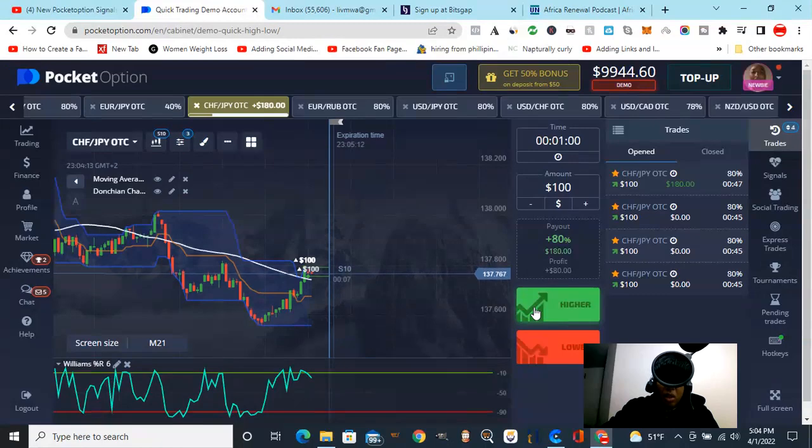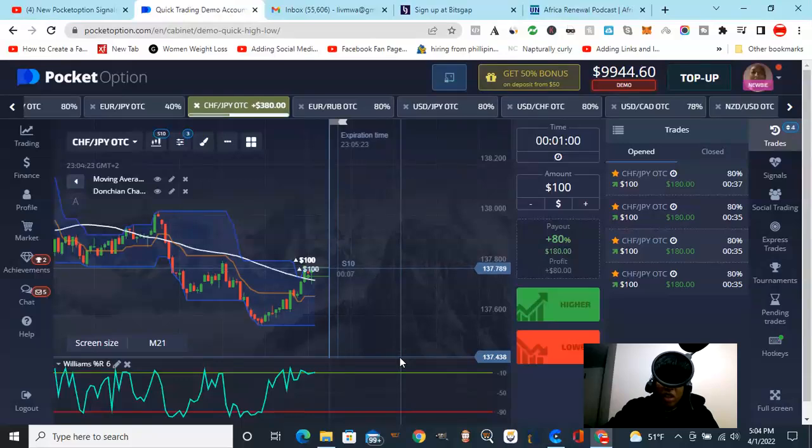It looks like it's going down. Yeah, because the Williams is pointing down. But there's a lot of buyers coming in. You can see they're pushing it up. All right, so it's going up, guys. You can see it's going up. So the analysis is probably correct here.